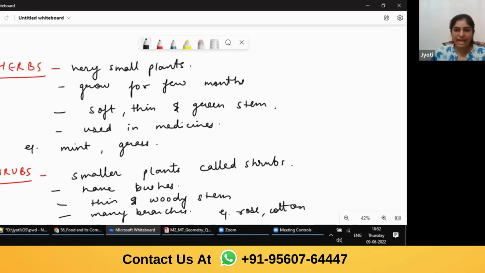Is that clear? Any doubt in herbs and shrubs? Please give a thumbs up if you have understood the concept. Herbs are small plants and they live for only one season. Their stem is very thin, green and soft, and they can be used in medicines also. Shrubs are bigger than herbs. Also, they are bushy. Next, they have a woody and thin stem. And fourth, they have many branches. Understood? Clear? Ayansh, clear?